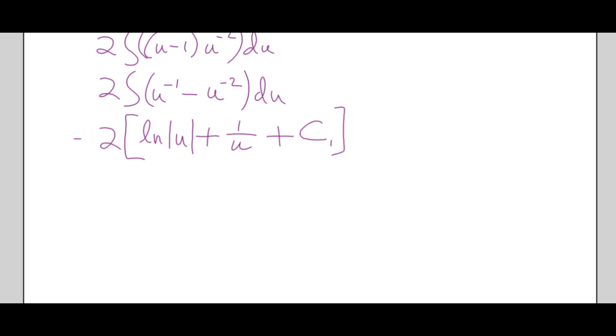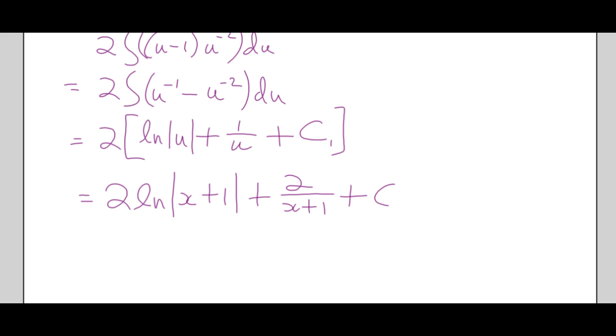We get 2C. So that's equal to 2 ln absolute value u. Well, okay, wait, we could replace the u now, right? So what was u? x plus 1? So 2 ln absolute value x plus 1 plus 2 over x plus 1 plus C2, which is twice C1.